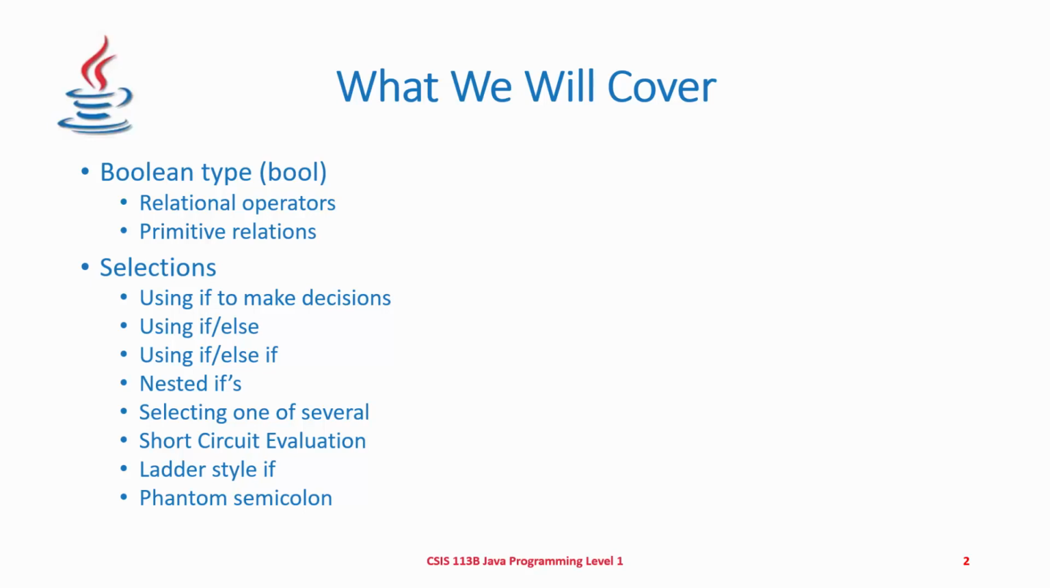And then we'll start taking a look at selections, ways that we can set up our if and else if statements to actually have expressions that make decisions that allow our programs to branch in one direction or another. So we'll start out simply with the if statement. That's the simplest way to make a decision. And then we'll follow that up with if-else, and then if-else-if, nested ifs, and then we'll talk about selecting one of several choices. Also short-circuit evaluation, ladder-style ifs, and the phantom semicolon.